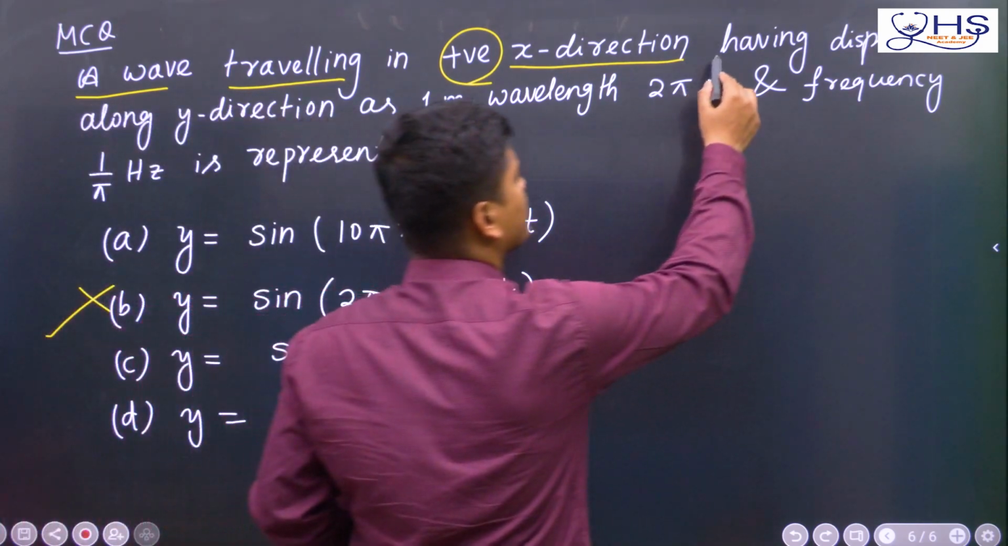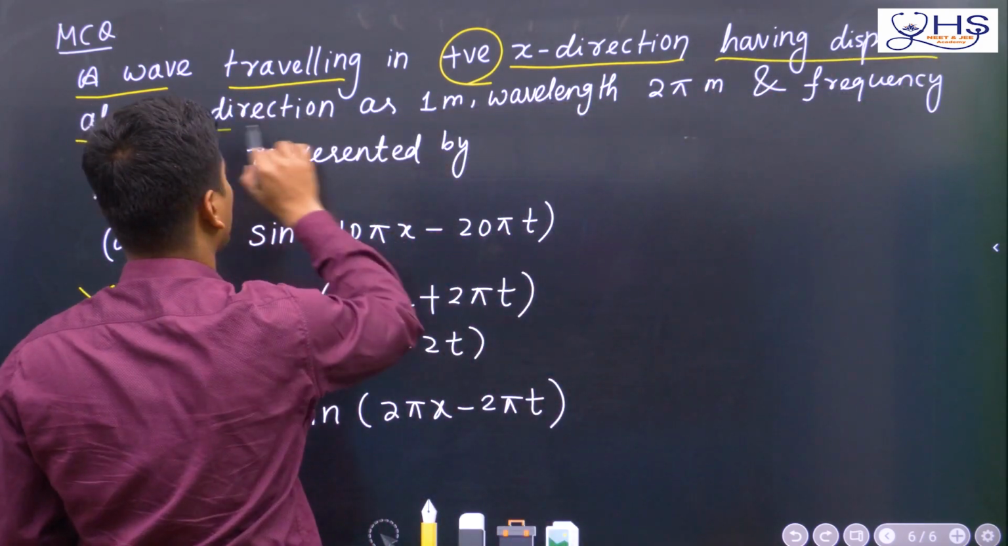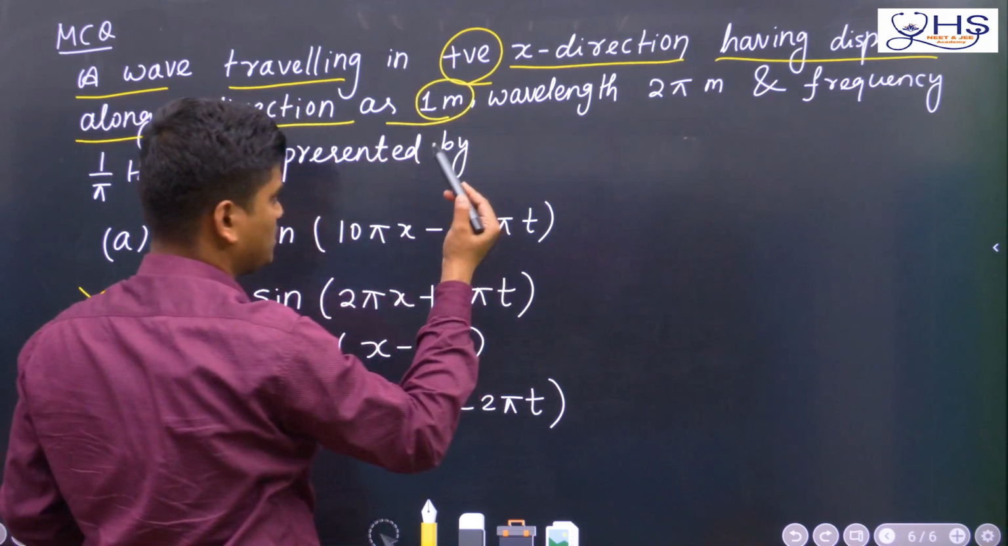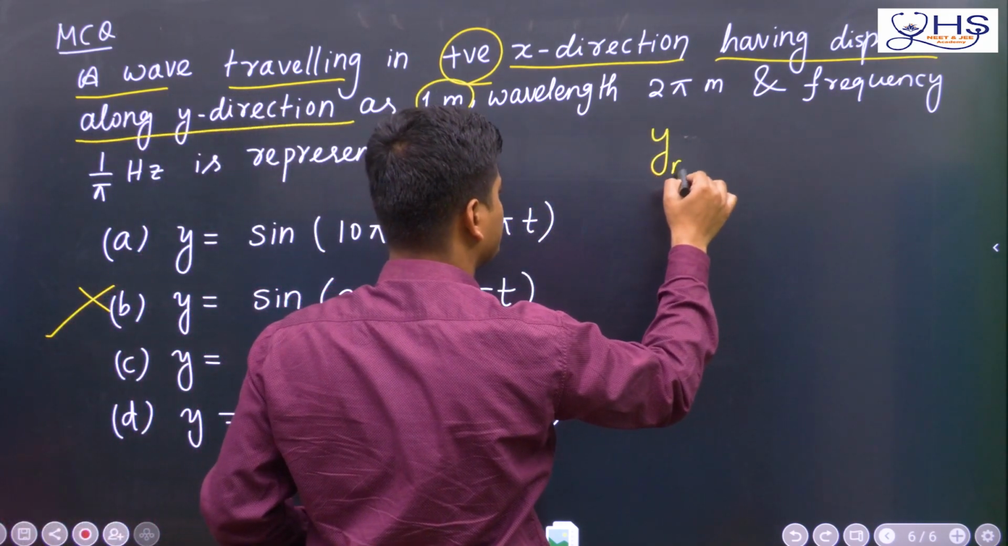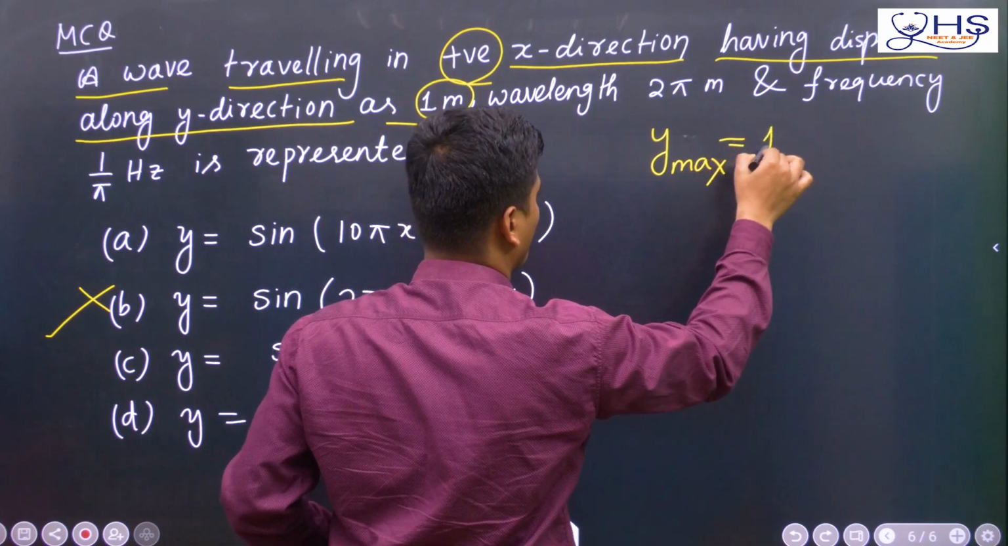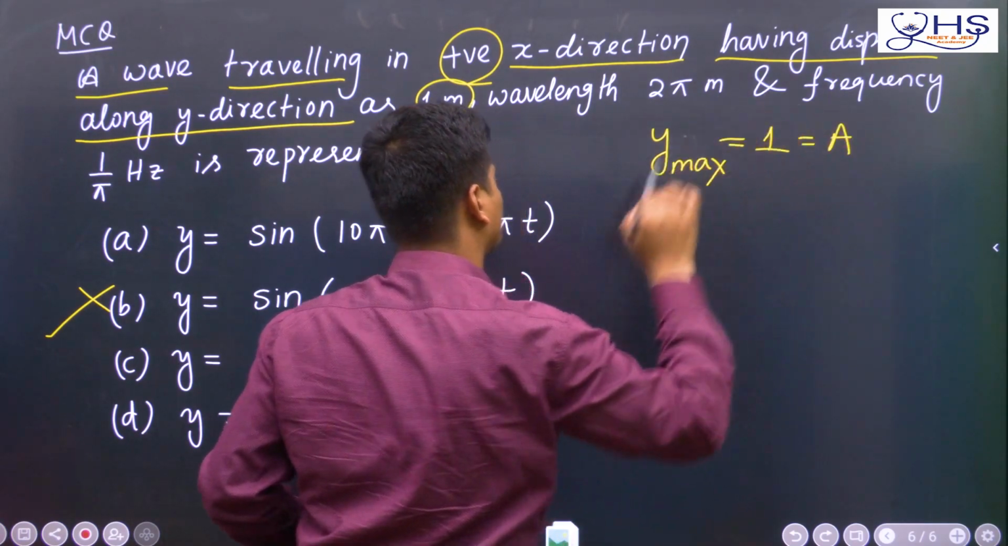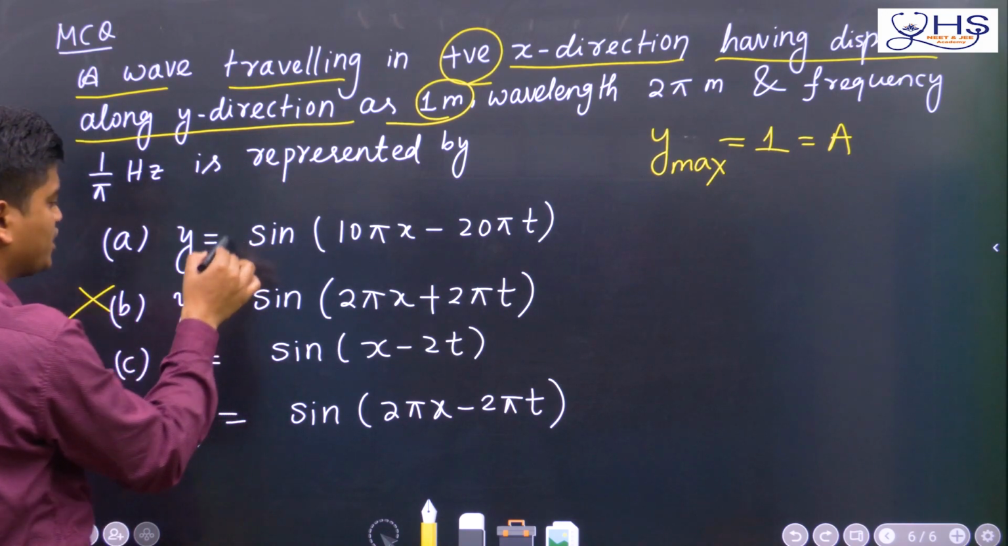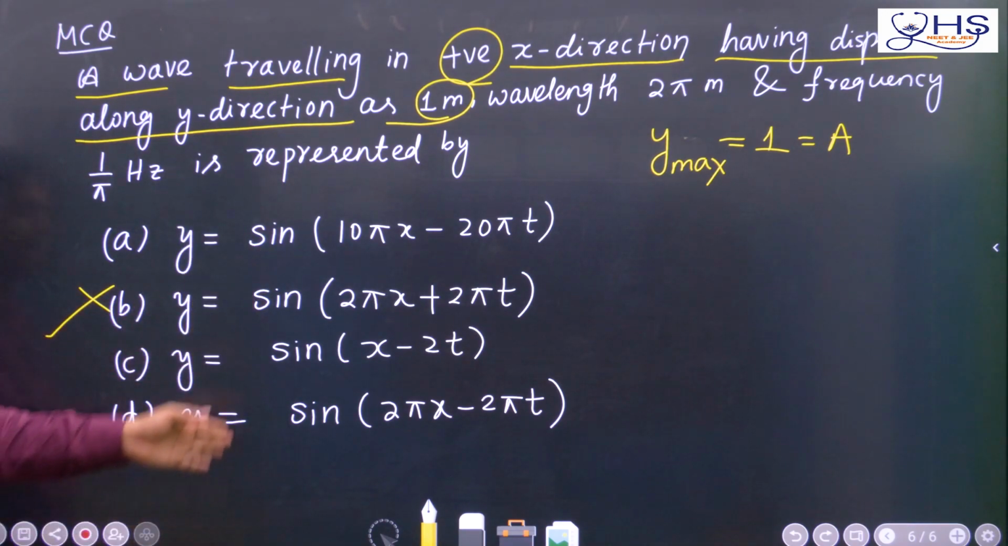Now here, the displacement along y direction is 1 meter. That means they are telling us it is the maximum displacement. Y max is called what? That is nothing but amplitude. So in every case, where nothing is written, you can understand the amplitude is 1 meter.